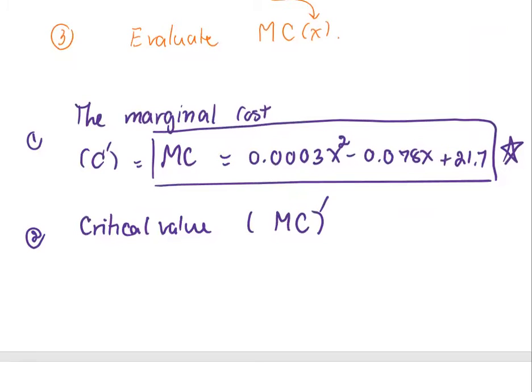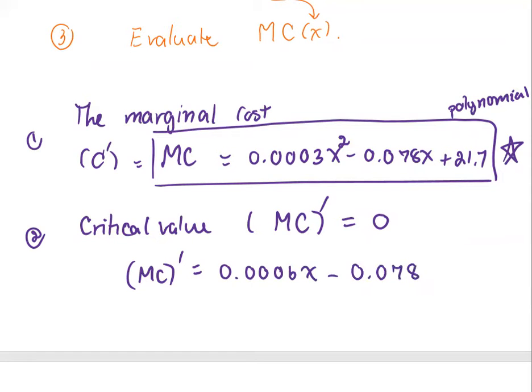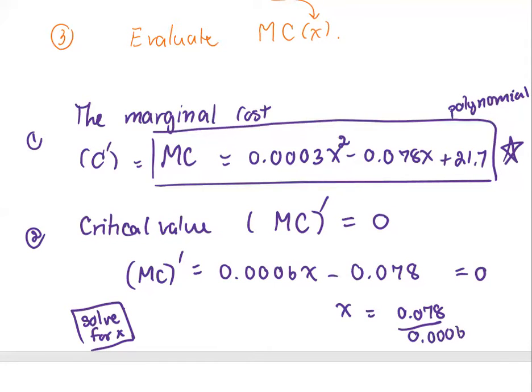We're going to let this derivative be 0 because this is a polynomial function. So the derivative of the marginal cost, using the basic rule, equals 0.0006 times x minus 0.078. Then let it be 0, and next we're going to solve for x, which is the critical value. So x equals, add 0.078 to both sides and divide by 0.0006.